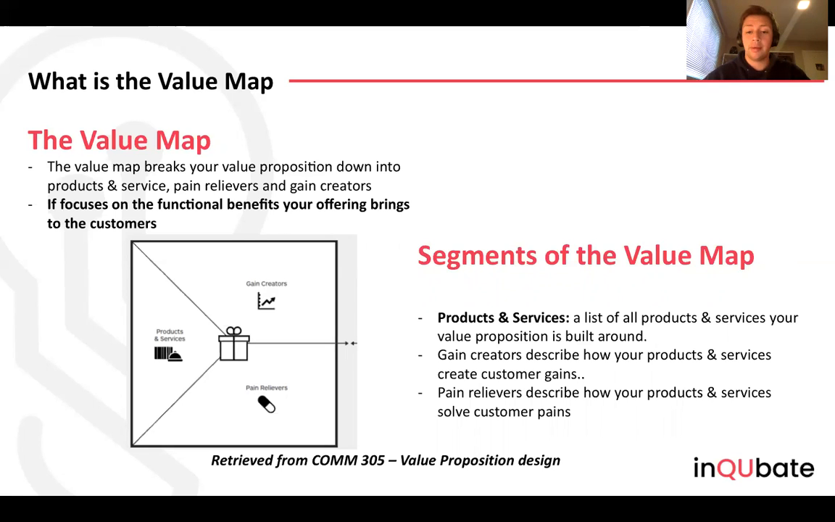So what are the segments of the value map? Segments of the value map are pretty much broken down into three things. One, the products and services. This is a list of all the products and services your value proposition is built around. Two, gain creators. Describe how your products and services create customer gains. And three, pain relievers. Describe how your products and services solve customer pains that you've identified in this customer profile.